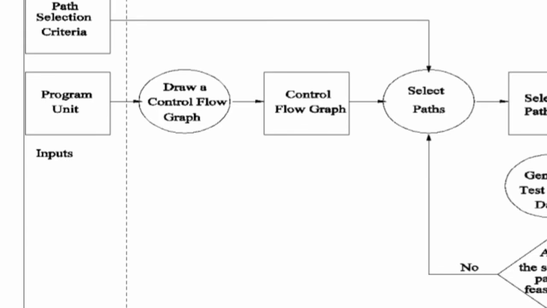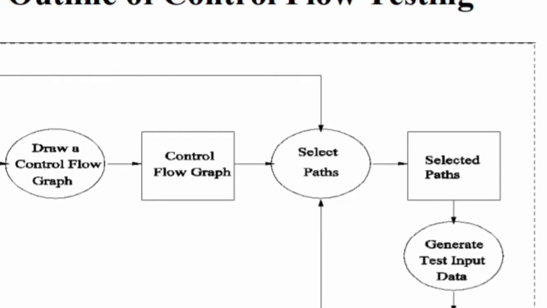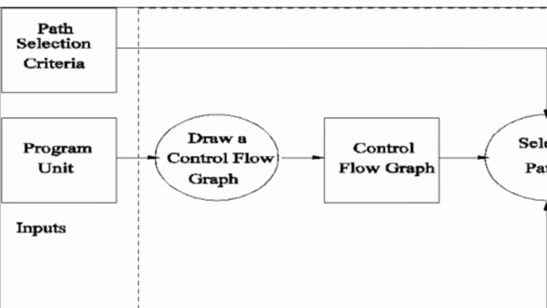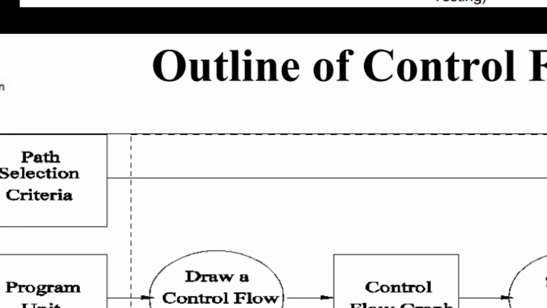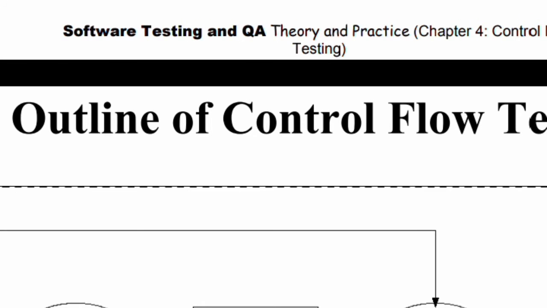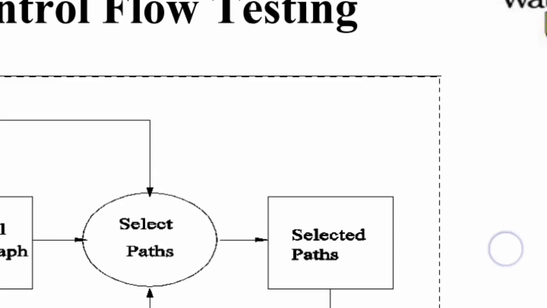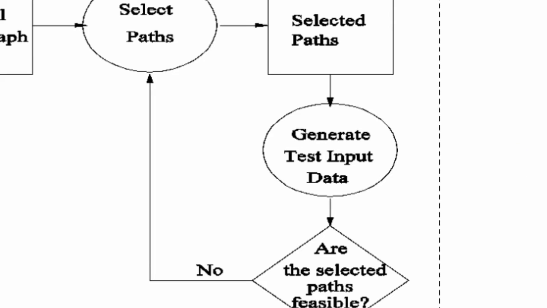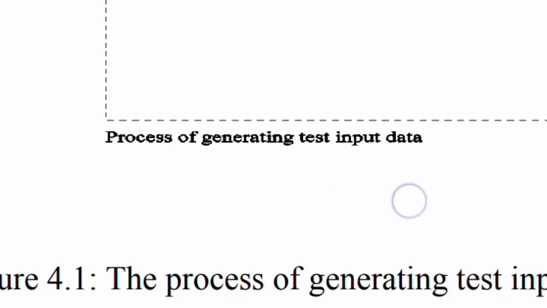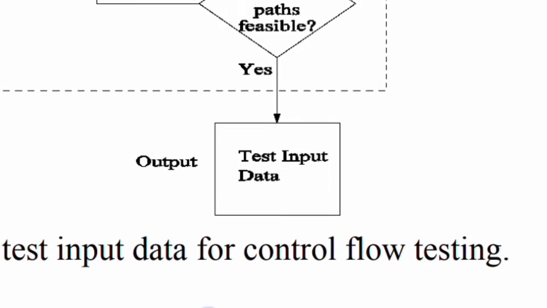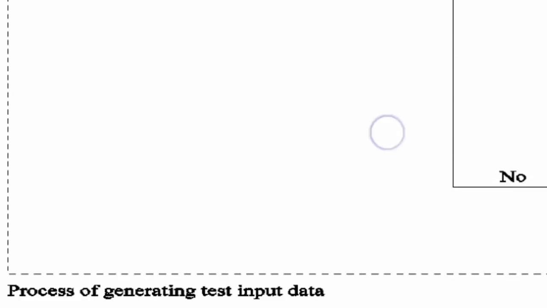Outline of control flow testing. This is the diagrammatic presentation of control flow testing. You may observe it clearly in the PPT that is sent to you. The program unit inputs go to path selection criteria. Here we draw a control flow graph, select paths, and generate test input data. Is the selected path feasible, that is, can it be executed? If yes, we get test input data as the output. Otherwise, no, and we select another path. This is the process of generating test input data in control flow testing.